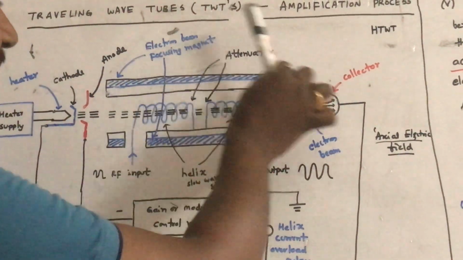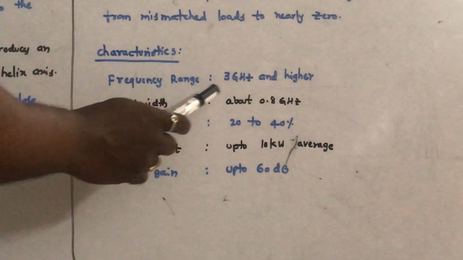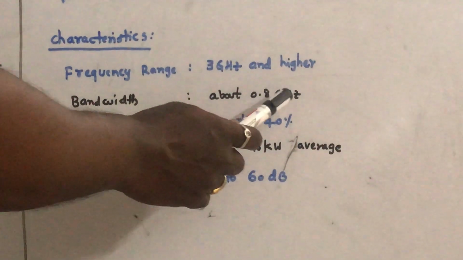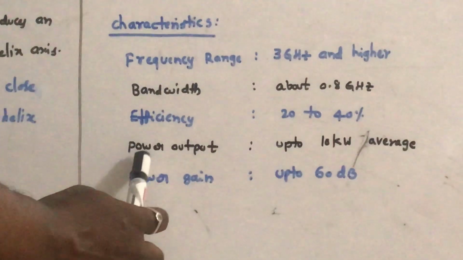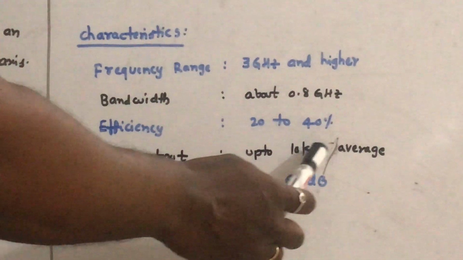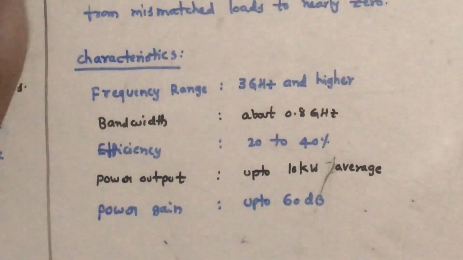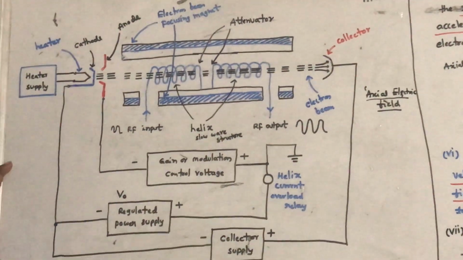Let us see some of the typical characteristics of these TWTs. Frequency range is 3 GHz and higher. Bandwidth is about 0.8 GHz. Efficiency is about 20 to 40%. Power output is up to 10 kilowatts average. Power gain is up to 60 dB. These are the typical characteristics of the helical traveling wave tube, which is basically used as an amplifier.